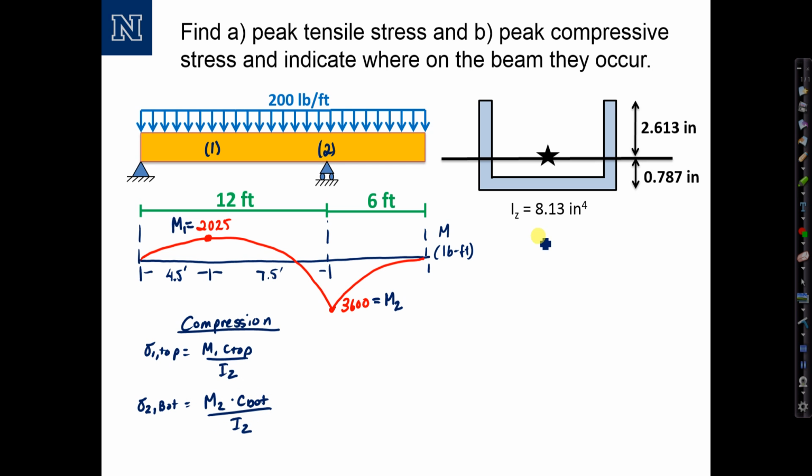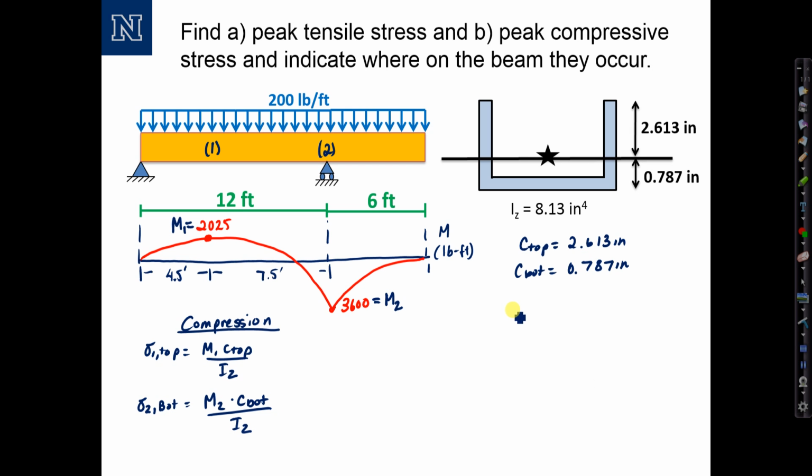Note from the cross-section that C top is the distance from the neutral axis to the top, 2.613 inches. C bottom is the distance from the neutral axis to the bottom, or 0.787 inches. So the magnitude of M2 is larger than M1, but the value of C top is larger than C bottom. So we can't tell immediately by inspection which value is going to be larger. We need to compute them both.